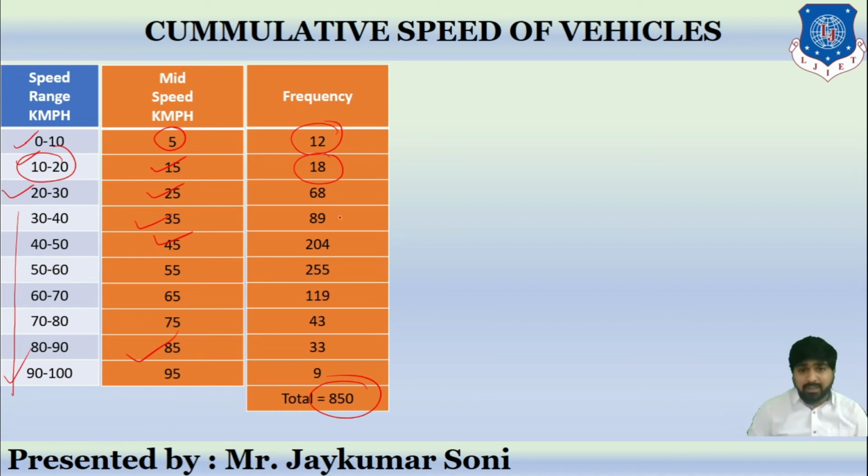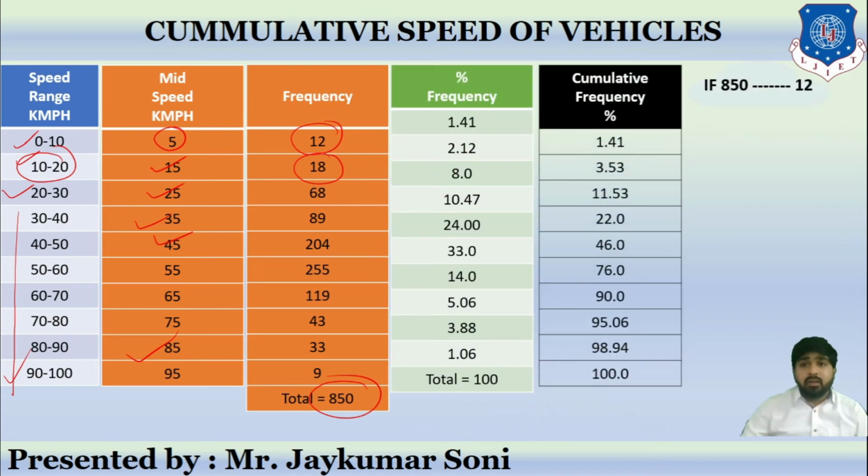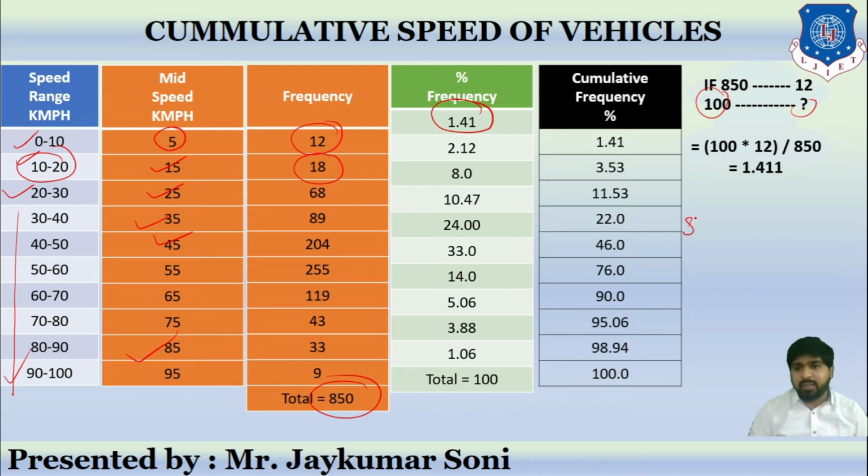Now, if I want to find the percentage frequency, I have to calculate it like this. If 850 is the total, then 12 vehicles are crossing. Then if there are 100 vehicles, how much? So it will give me the percentage frequency 1.41. The same applies here. If 850 is the total and the value is 18, then how much is it for 100? It will be 100 into 18 by 850. It will give me the value of 2.12. This is how it can be calculated.